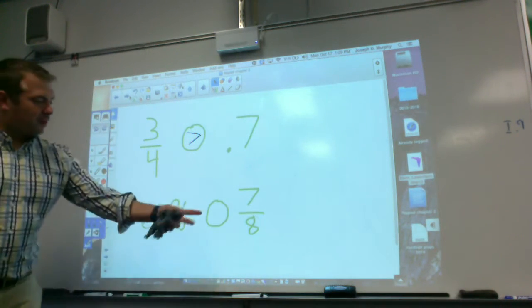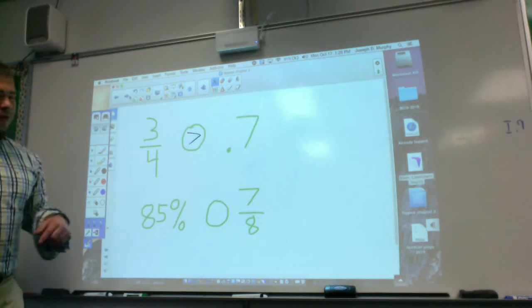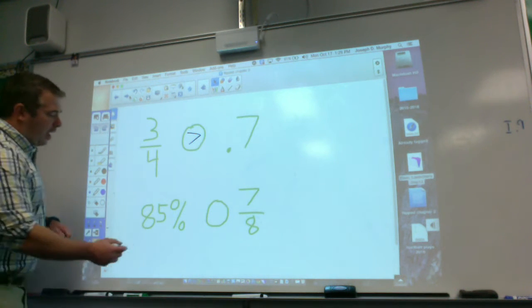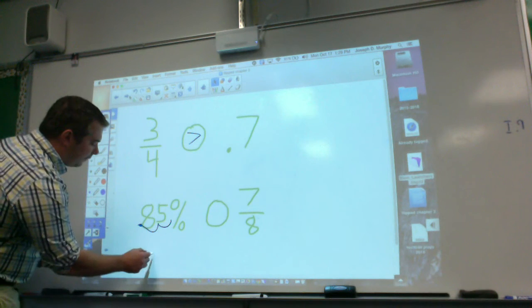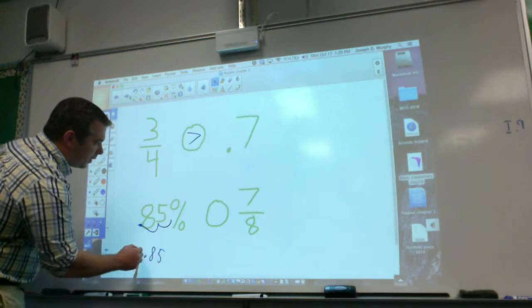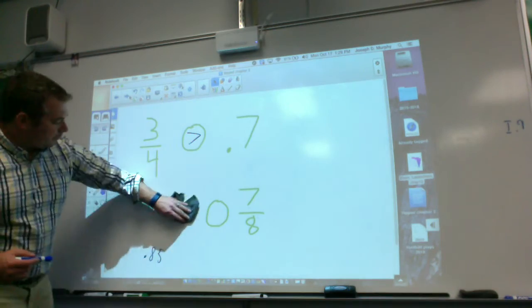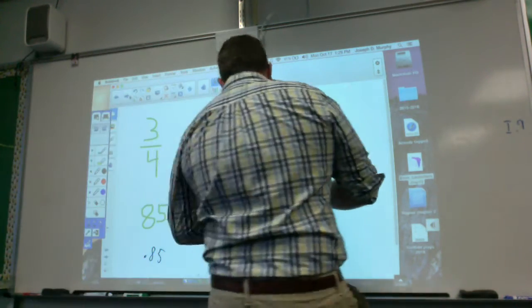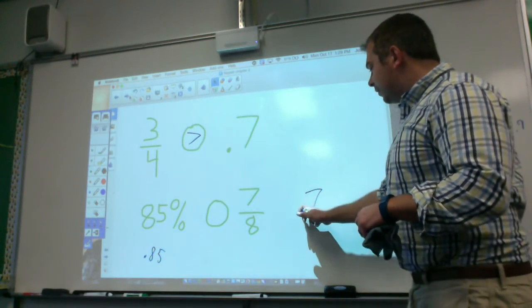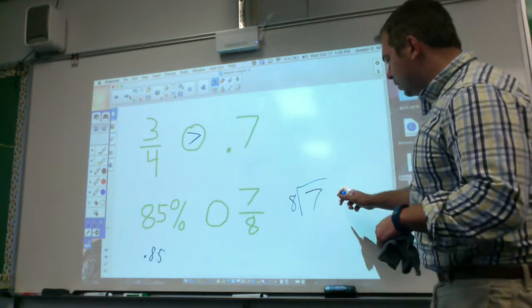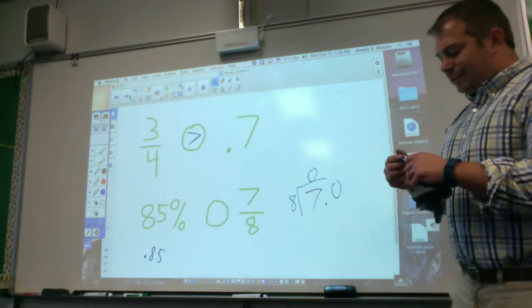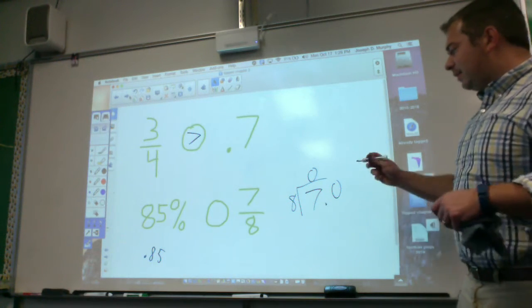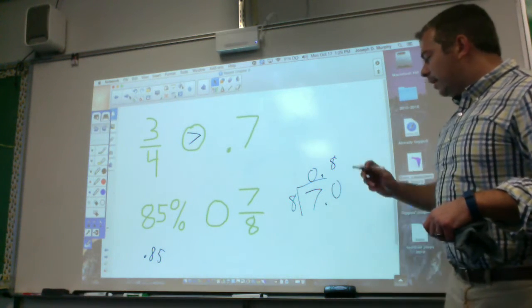Looking below, neither of these are decimals, but let's turn this percent into decimal right away. I would just have to swoop it 2 to the left. I have 0.85, so I'll write myself a note down there, 0.85. And this one is just 7 divided by 8. So I got to do the work. 7 divided by 8. 8 goes into 7 0 times. 8 goes into 70. Now 8 times 8 is 64.